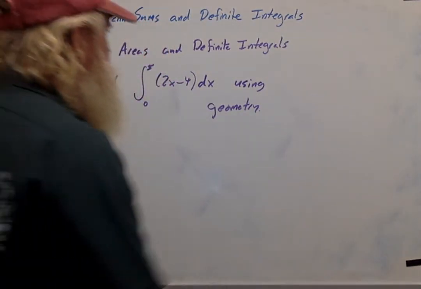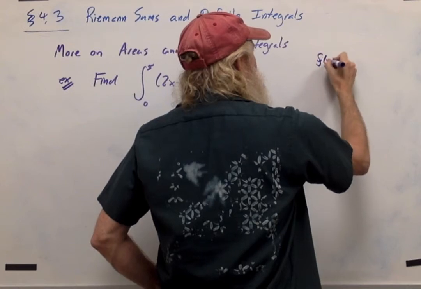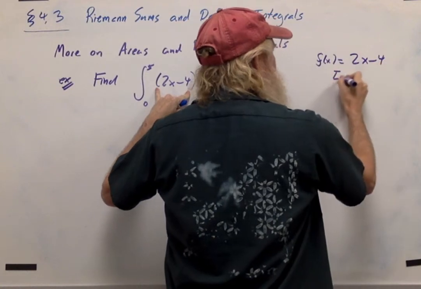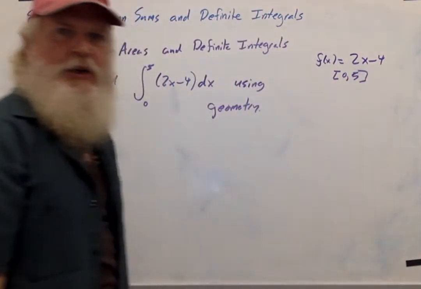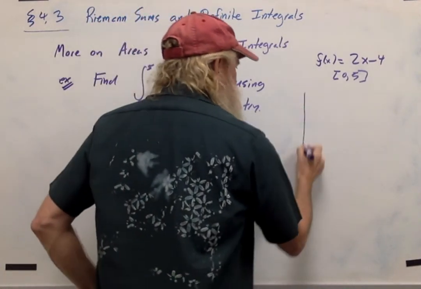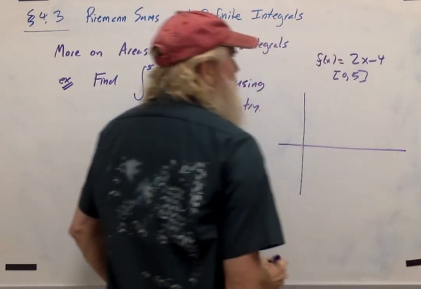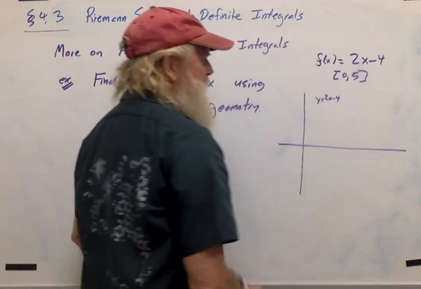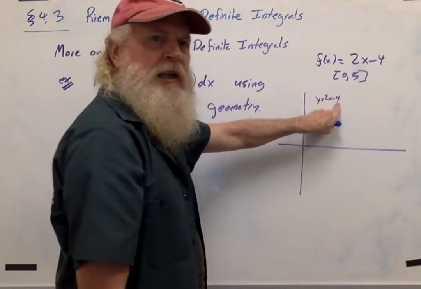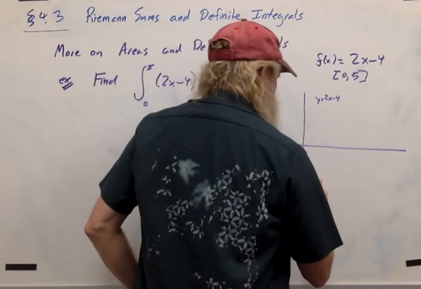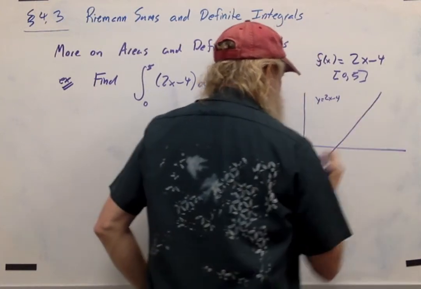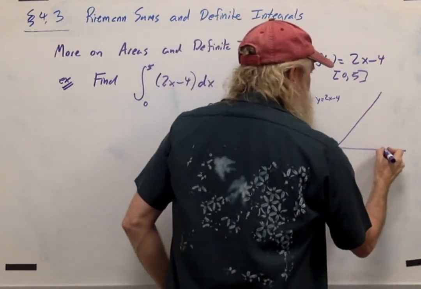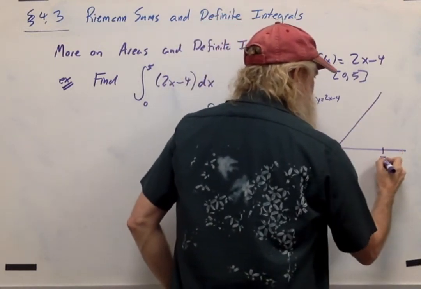So let's see if we can draw a picture. The function we're working with is 2x minus 4, and the interval is from 0 to 5. Now y equals 2x minus 4 is a line. It's a line that has slope 2 and y-intercept negative 4. So if I were to graph it, it would look something like this. The y-intercept is at negative 4 and it has slope 2. So let's graph it between 0 and 5.